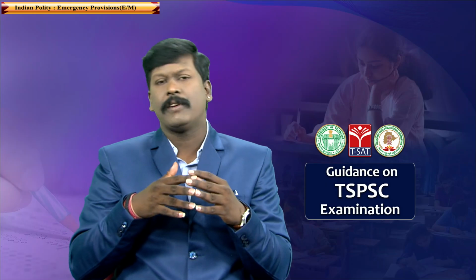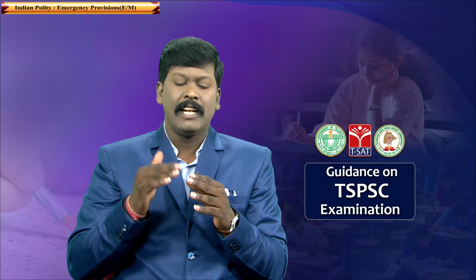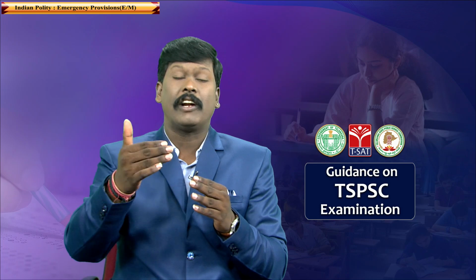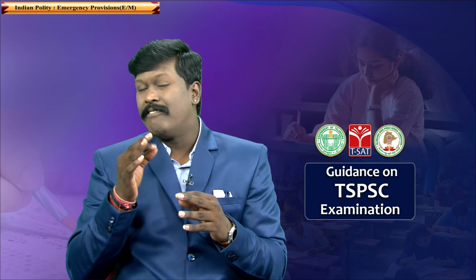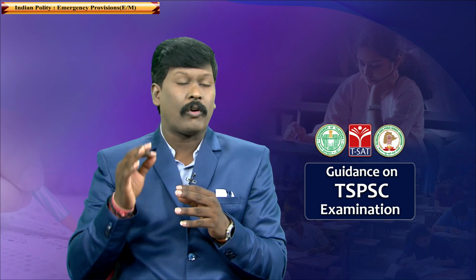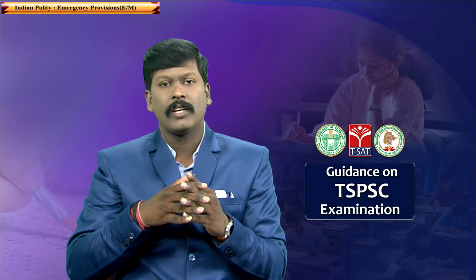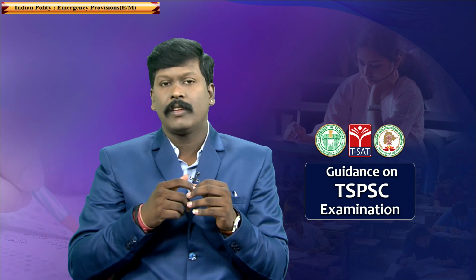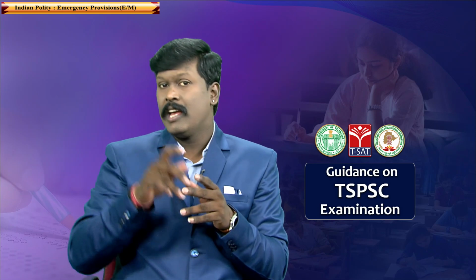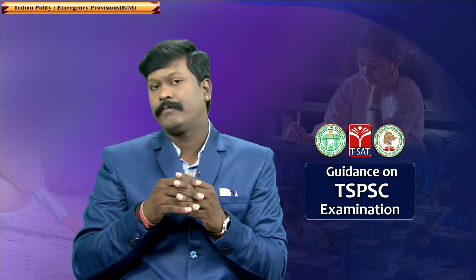Okay. Now, the President has proclaimed the national emergency. Now tell me, till when will it be continued? What is the process of its continuity? Whenever the President proclaims the national emergency, for it to be continued, it has to be approved by both Lok Sabha and Rajya Sabha with a 2/3 majority. Only then it will be continued.